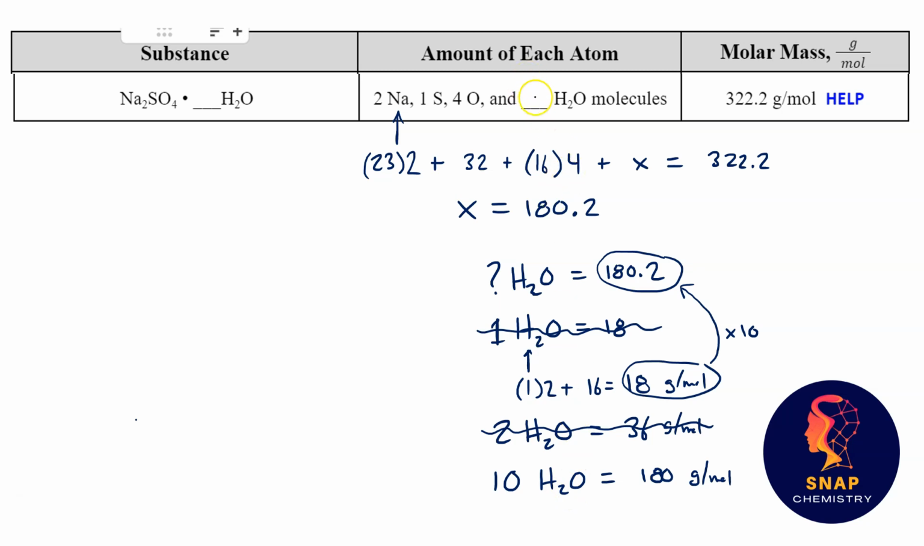Either way, I now know that the only way for all of this to add up to 322 is for there to be 10 water molecules as part of this formula. Now I go back to the first column that was asking me how many water molecules were in the formula of the substance itself, and I can simply fill out 10.